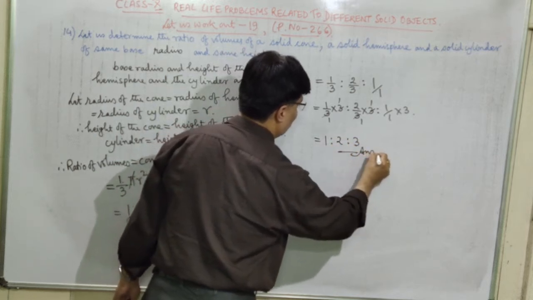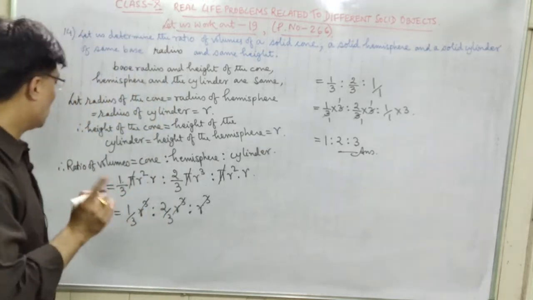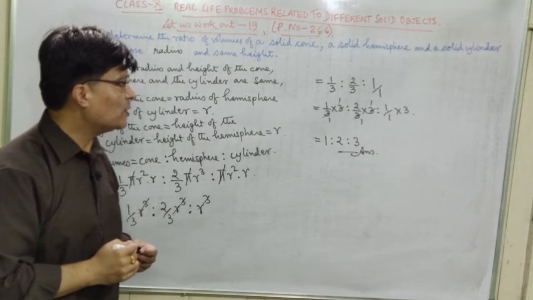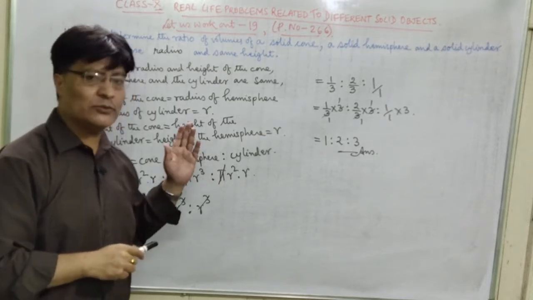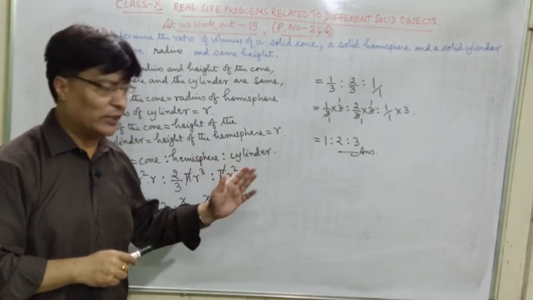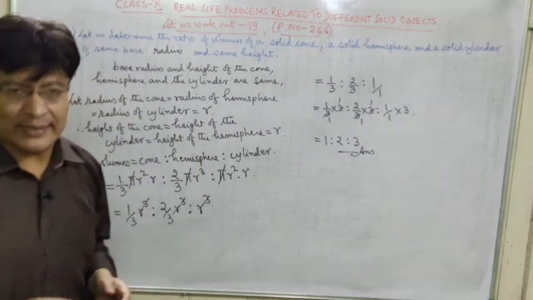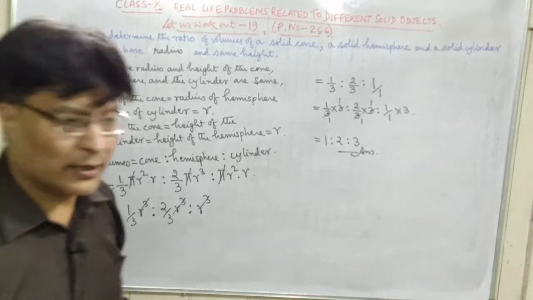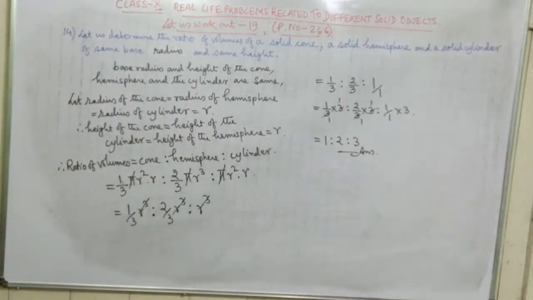So this is the final answer. What is the ratio of volumes of the solid cone, solid hemisphere and solid cylinder? It is 1 is to 2 is to 3. So that is the final answer. I think you have understood it. So you can copy it. Now we'll do the next question.